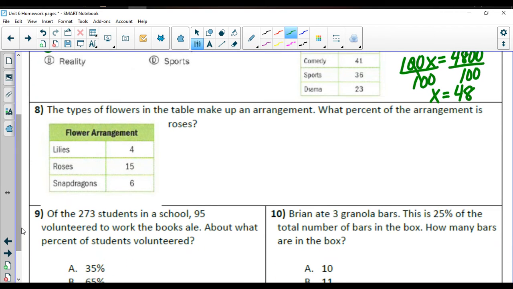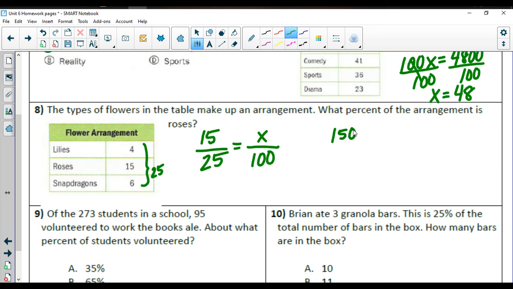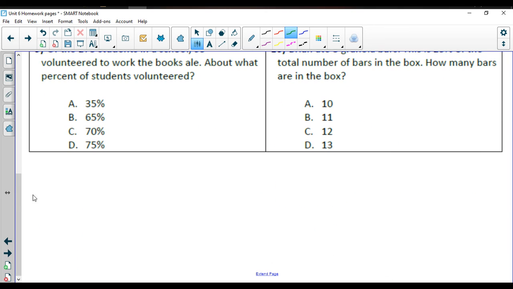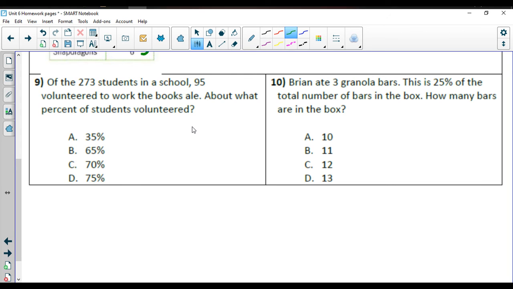For number 8, the types of flowers in the table make up an arrangement. What percent of the arrangement is roses? There are 15 roses. And to get our of number, we need to total these all together. This is actually going to give me 25 total. So 15 of 25. I'm going to get 1500 equals 25x. Divide through by 25, and we get x equals 60 here. So it's 60% roses.